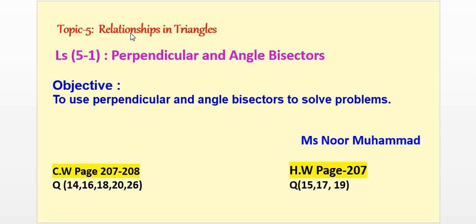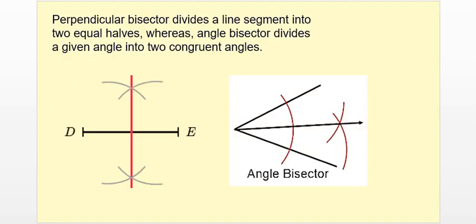Bismillahirrahmanirrahim. Topic 5, relationships in triangles. Lesson 1, perpendicular and angle bisectors. This is our main objective, to use the perpendicular and angle bisectors to solve problems. Let's see what are perpendicular and angle bisectors.